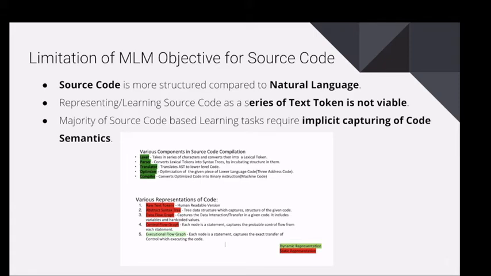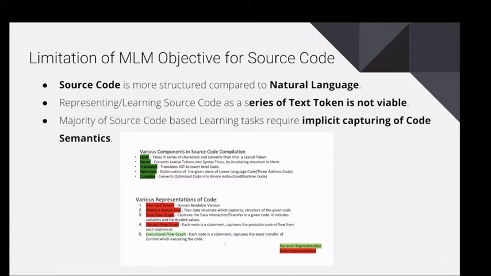First, source code is more structured compared to natural language. Second, learning the representation of source code as a series of text tokens is not viable, because there is a lot of underlying structure inside code which we might not be able to capture in just a series of tokens. We are looking at code as a series of tokens.